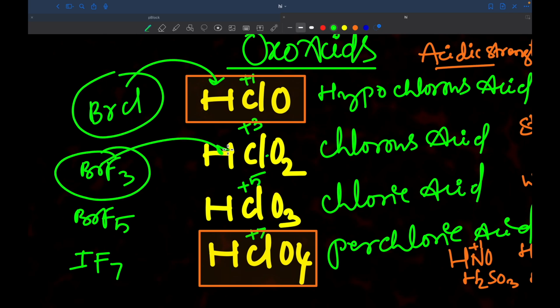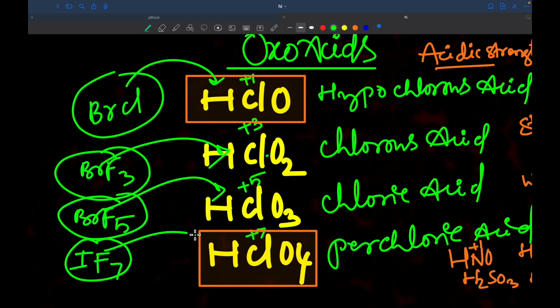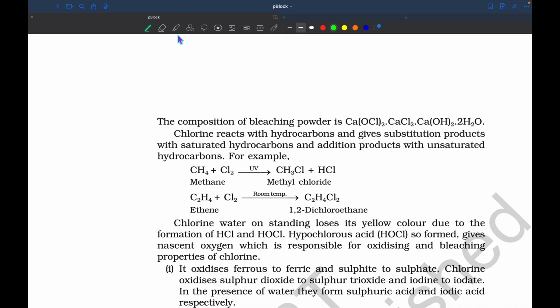Hydrolysis of this gives you this one, hydrolysis of this gives you this one. So hydrolysis of interhalogens gives you these oxo acids. That's what is mentioned here.